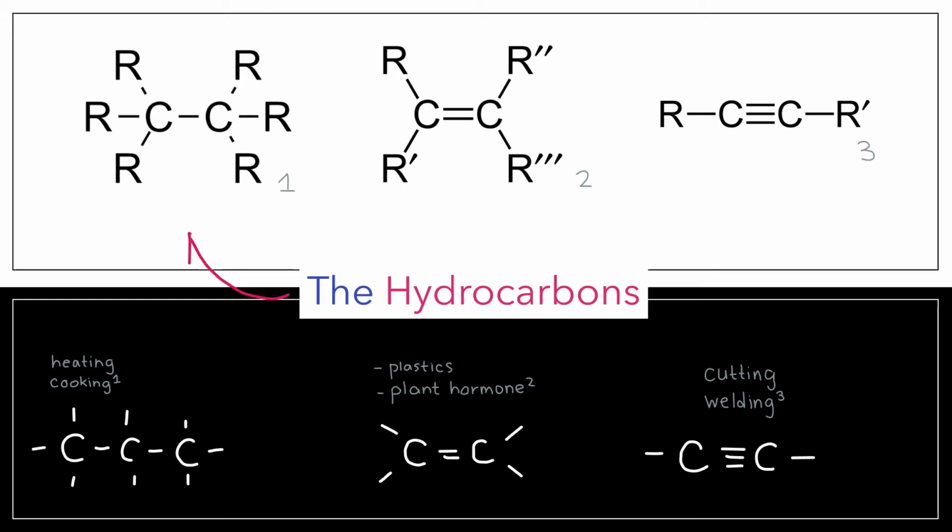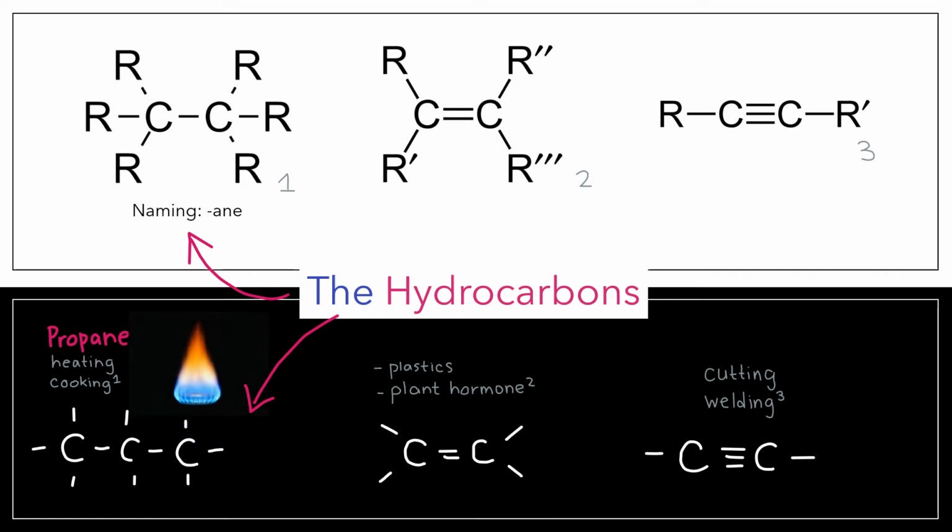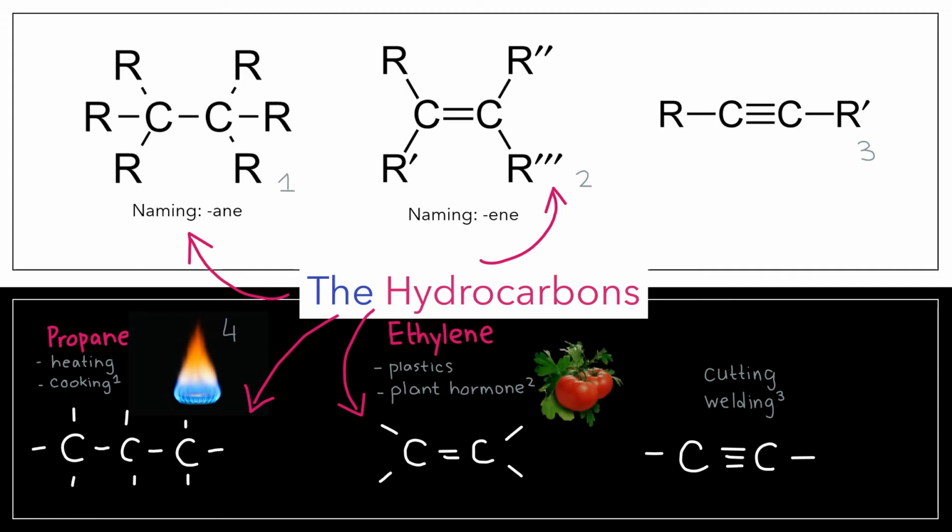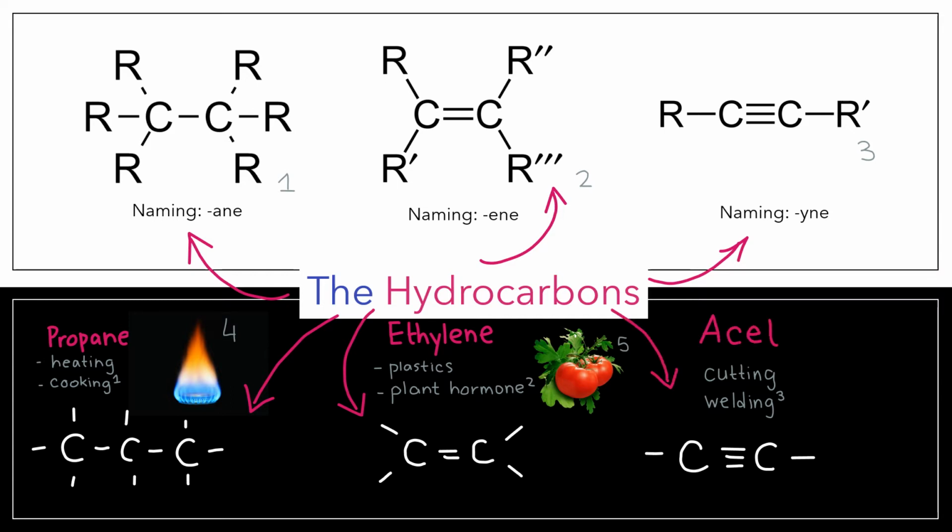You have alkanes, which end in -ane, and an example of this would be propane. Next, you have the alkenes, which end in -ene. An example would be ethylene. Finally, you have the alkynes, which have a suffix -yne, and an example would be acetylene.